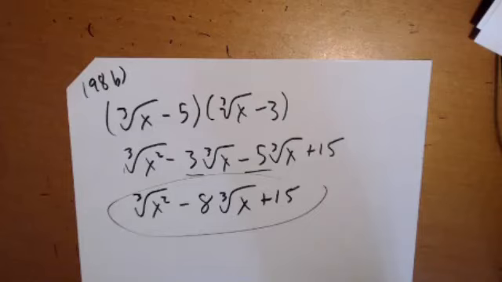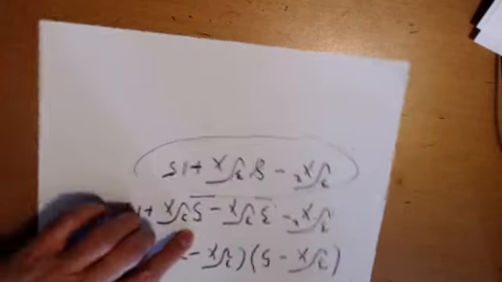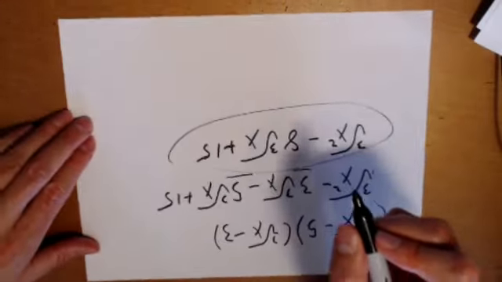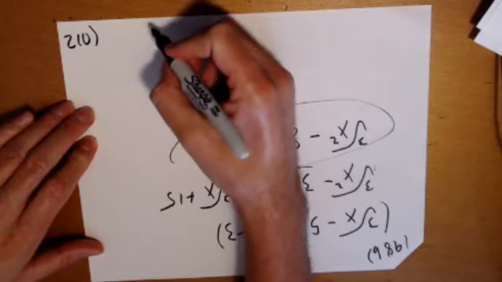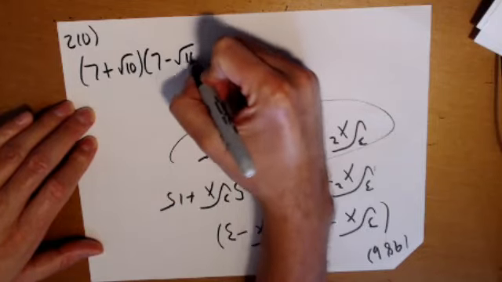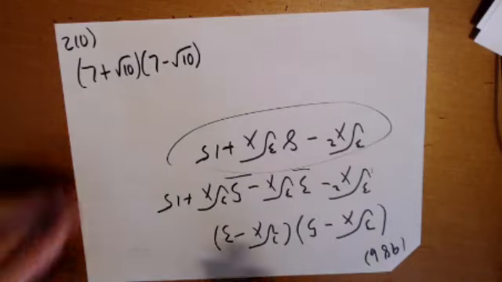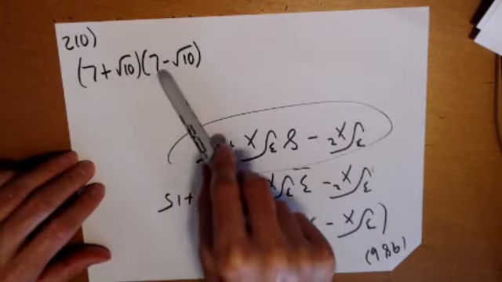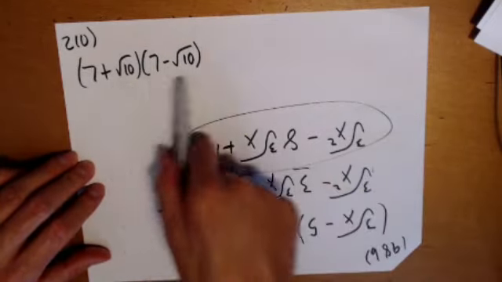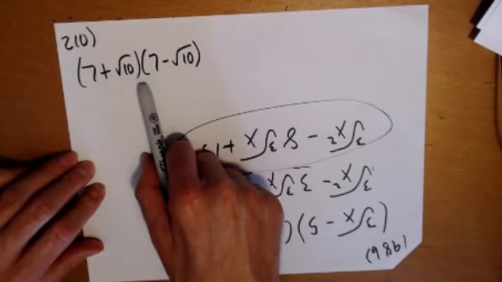And then, okay, so this is all pretty straightforward, and then there's a little shortcut. Let's do 210. We have 7 plus rad 10 times 7 minus rad 10. Remember I kept mentioning conjugates. So 7 plus rad 10 times 7 minus rad 10. These are conjugates, right? The only difference is the plus and the minus there. So if you were to FOIL them, outsides and insides cancel. So go ahead and FOIL them, or just do the shortcut.